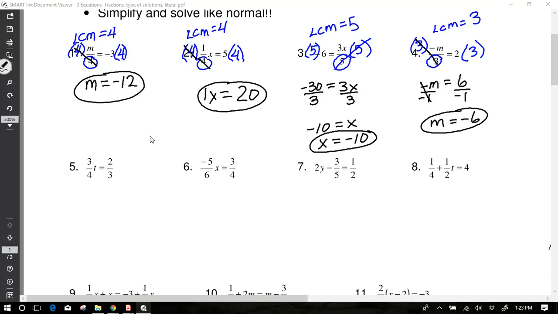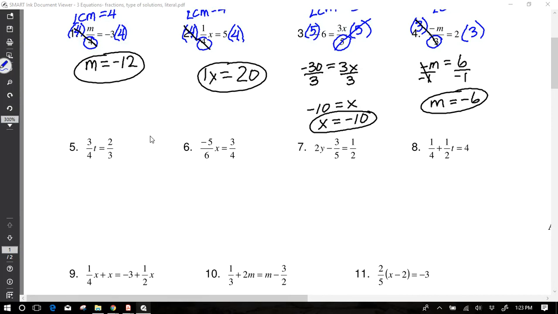Okay, in our next row of examples, things start to look a little bit more dicey because we now have more than one fraction. So let's start out by finding what the least common multiple is for number 5. So I'm looking at my denominators, 3 and 4, and what is the smallest number that they can both go into? And my answer is 12.